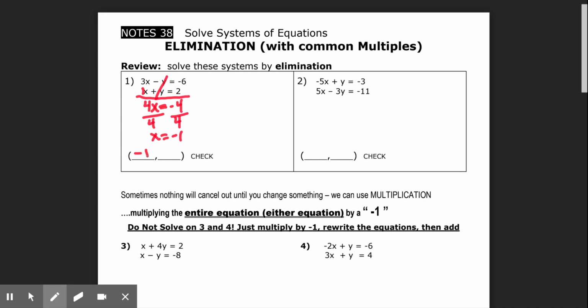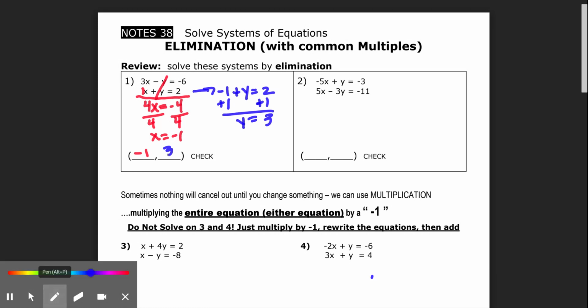So then we can choose either one of these equations. I'm going to go ahead and just choose the bottom equation to find our y value. So x is negative 1, we just found that out, plus y equals 2. Then we're going to add 1, it's just a one-step equation, add 1 to both sides, and y is equal to 3. So we have the ordered pair negative 1, 3.